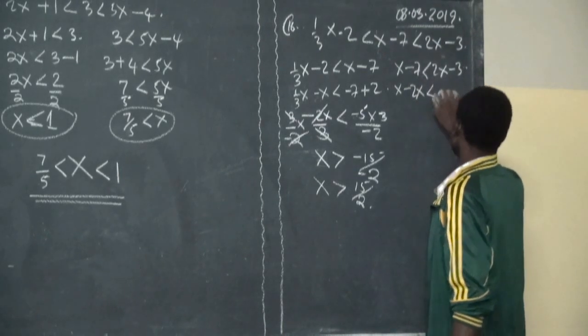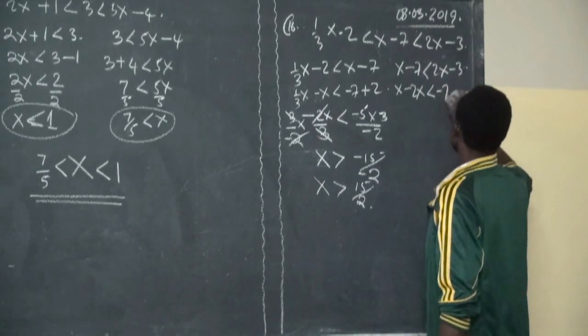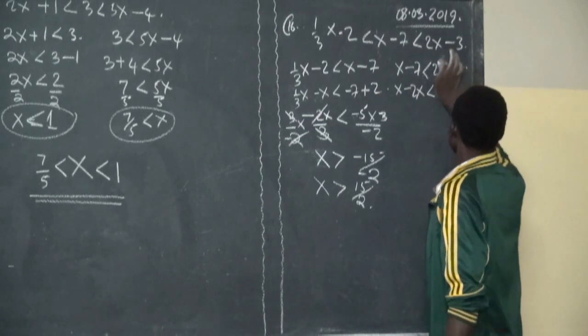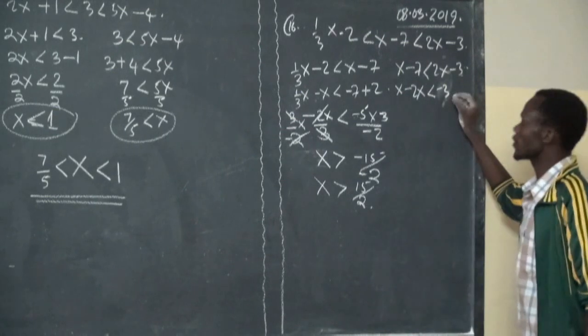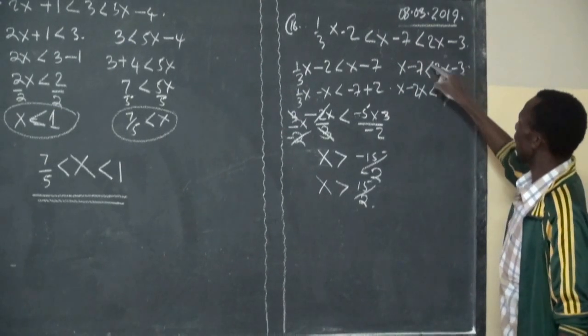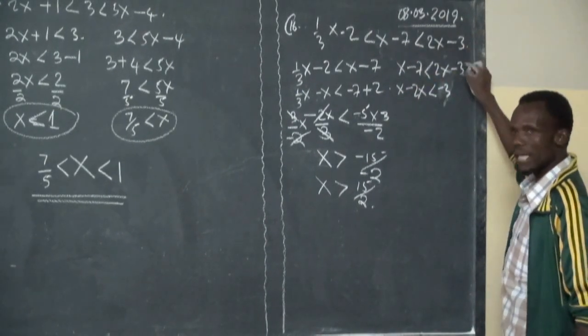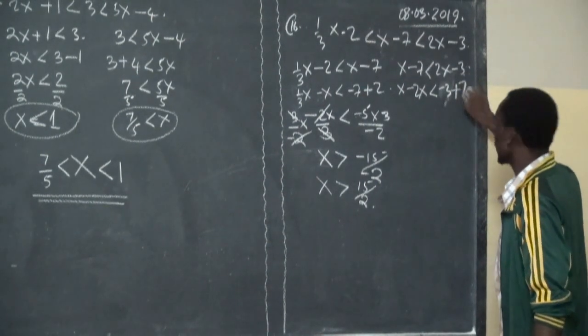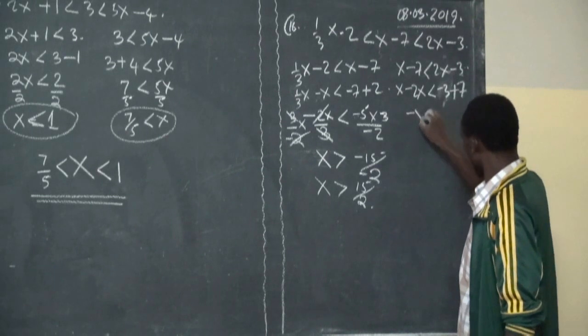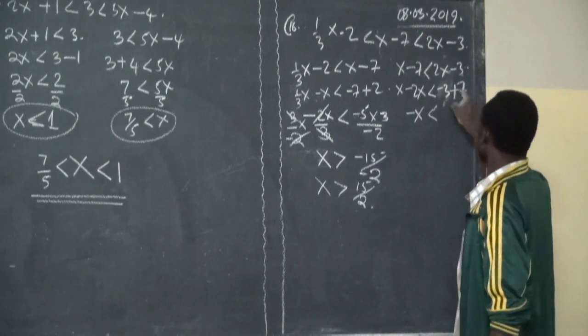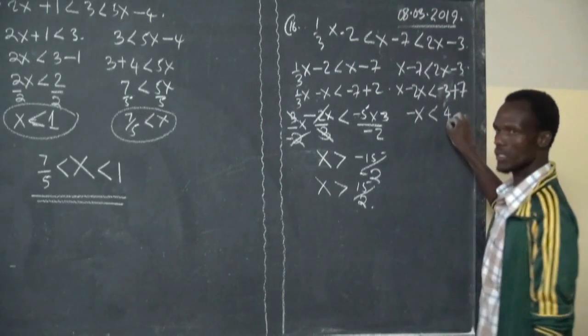Is less than negative 7? No, this is positive 3. Negative 3, not positive 3, sorry, negative 3. But this negative 7 is taken to the other side, then it becomes positive 7. Now, if that is the case, we have negative x is less than, this is the 4, positive.